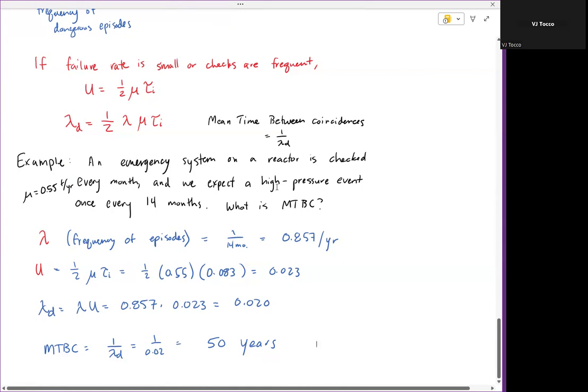On the other hand, if the high pressure event simply means that the rupture disk blows and it's not that big of a deal, because the release components aren't hazardous or something like that, it may be perfectly acceptable. 50 years may be overkill in that situation. Maybe a mean time between coincidences being less than that would be okay. Again, it always depends, and this is interesting because it is a quantitative and objective way to approach the problem.